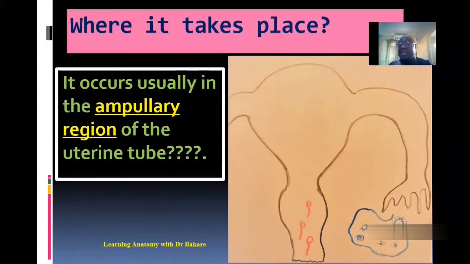So where specifically does fertilization occur? We've said that this is the uterus. On the lateral end of the uterus, we have a tubular extension called the fallopian tube or the uterine tube. That's the tube of the uterus. And this is the uterine tube. This uterine tube is further subdivided into three regions. We have the isthmus. This is the isthmus region.